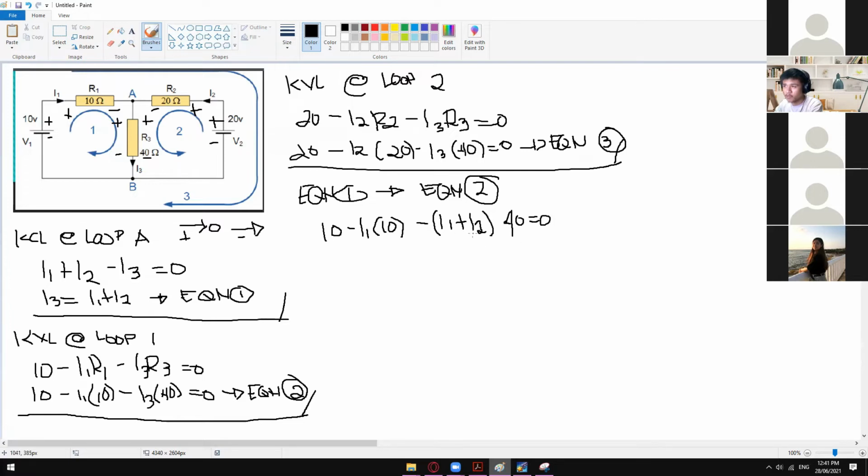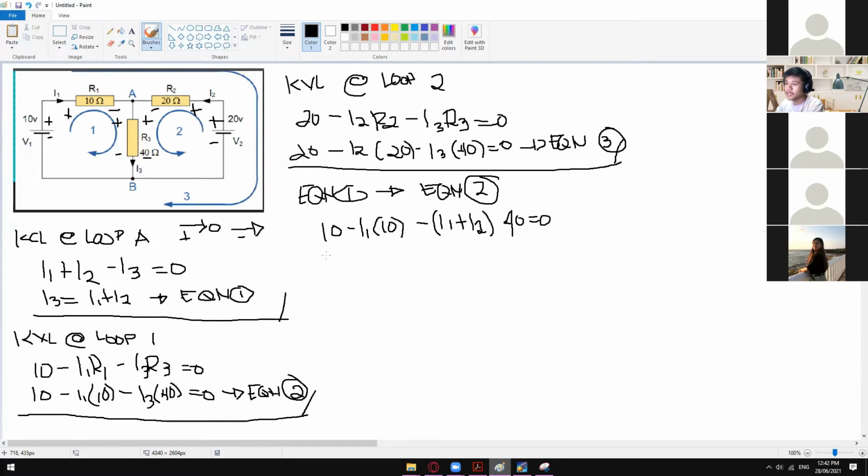Were you able to get this equation right here, and how did you get it? We've simply replaced the value of I3 with I1 plus I2. With that, we now have two unknowns, which are I1 and I2. Before, we had three unknowns, but after substituting equation number one into equation number two and equation number three, we have two unknowns only. So all you need to do is eliminate or lessen the unknowns, going from one unknown to a second unknown and then up to the third unknown. We have to do that one by one.